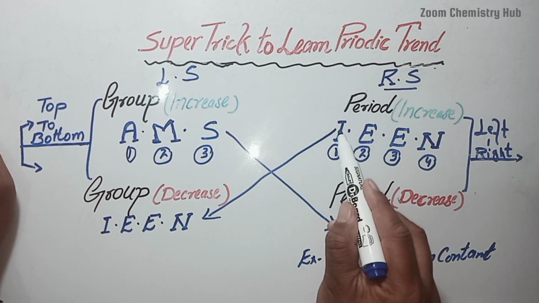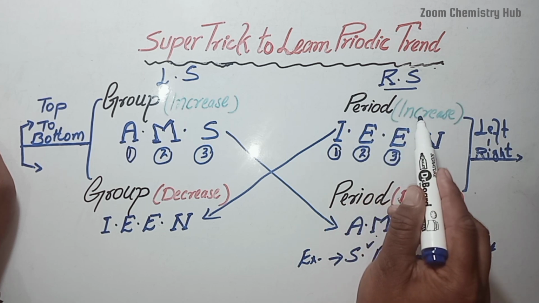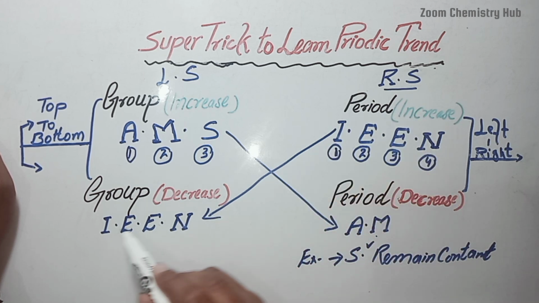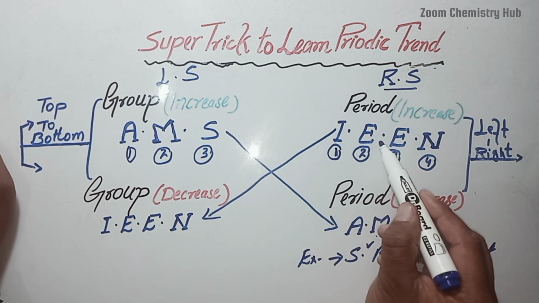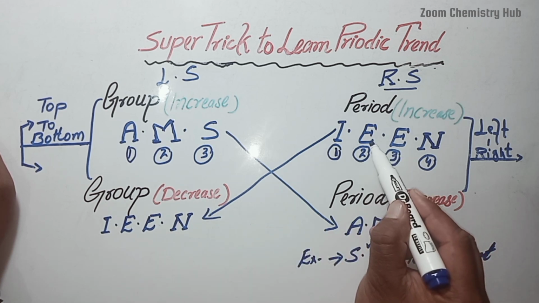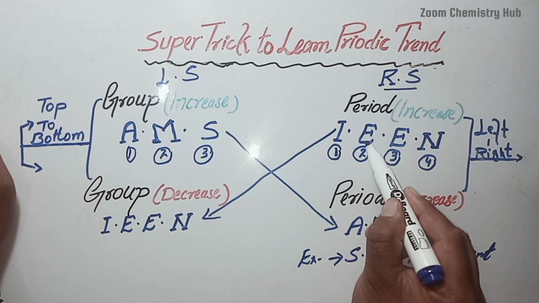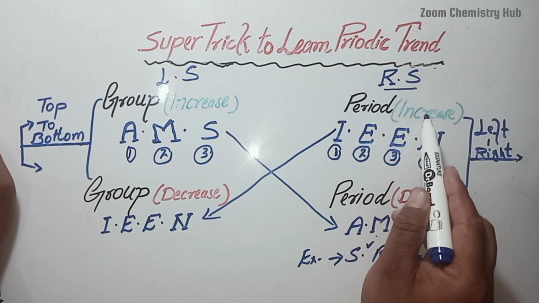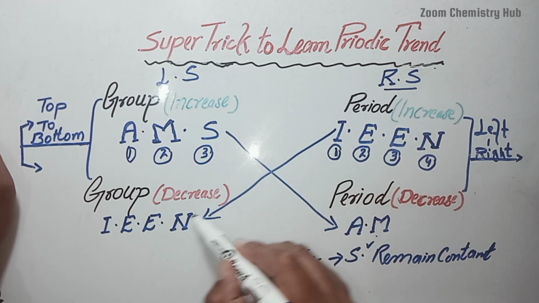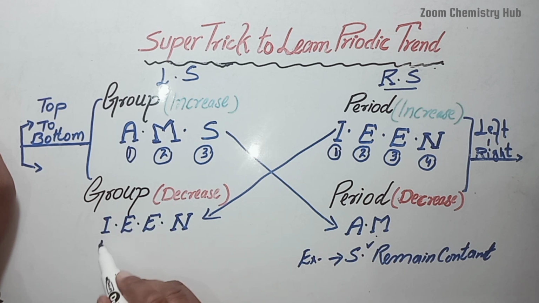Similarly, ionization energy increases in the period and decreases in the group. Next, electron affinity increases in the period and decreases in the group.